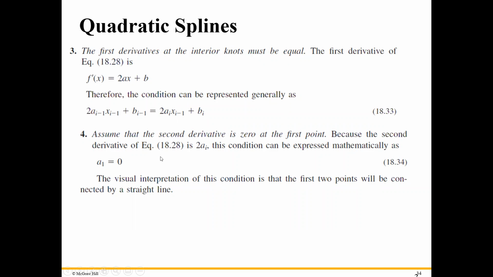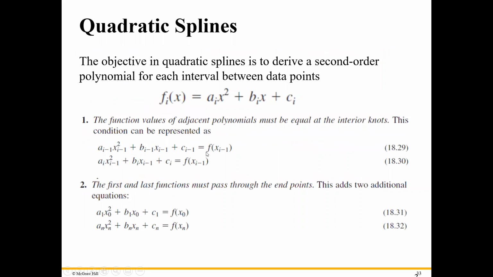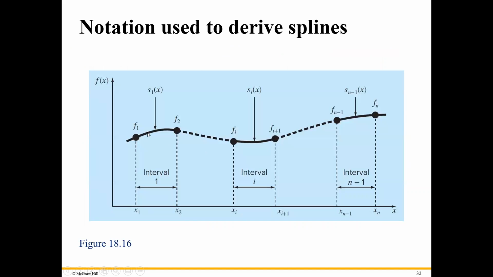And the last condition is that in this case we will have to make an assumption for the shape of the curve at the endpoints. Okay, so the simplest assumption is that we assume a linear shape of this curve between the first point and the second point.